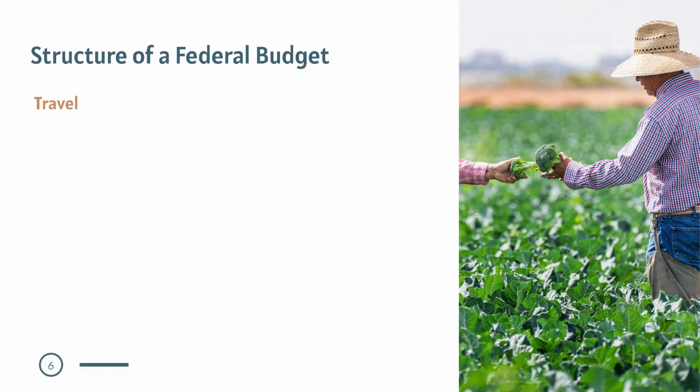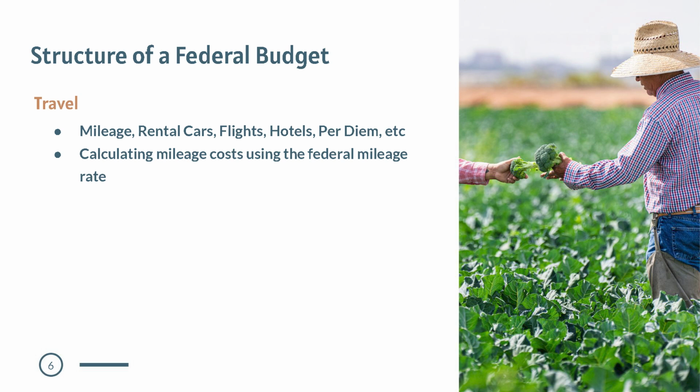The next category is travel, which includes any travel required to complete the grant. This includes local travel or out of state. Mileage should be calculated using the federal mileage rate at the time of the application. A simple Google search will help you identify the current rate.